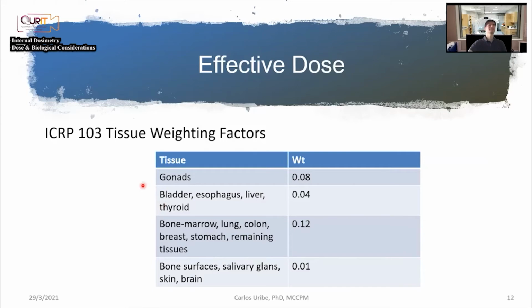So let me show you, the ICRP 103 publication has come up with the tissue weighting factors that we mostly accept currently. And they have assigned these values. So for the gonads, they have a value of 0.08. Bladder, for example, is 0.04. Bone marrow is 0.12. And for the remaining tissues, bone surfaces are 0.01. When you add all those factors for all the different organs, that gives you a total of 1. Now, of course, if you add these values here, you're not getting 1, because for bladder and esophagus, you have to multiply this by 2. For the liver, you multiply this by 3, and so on. But the total sum of that should be 1.